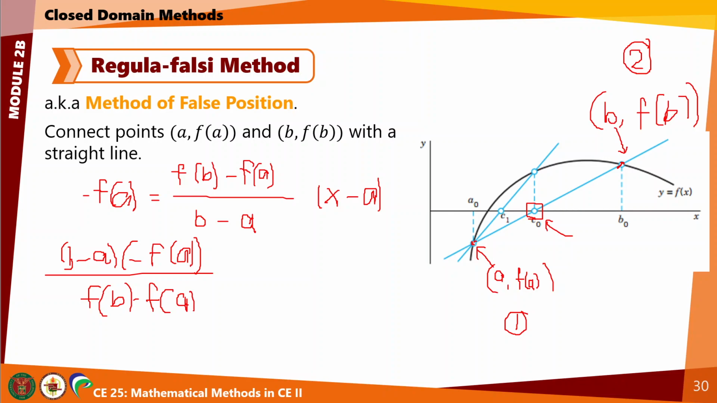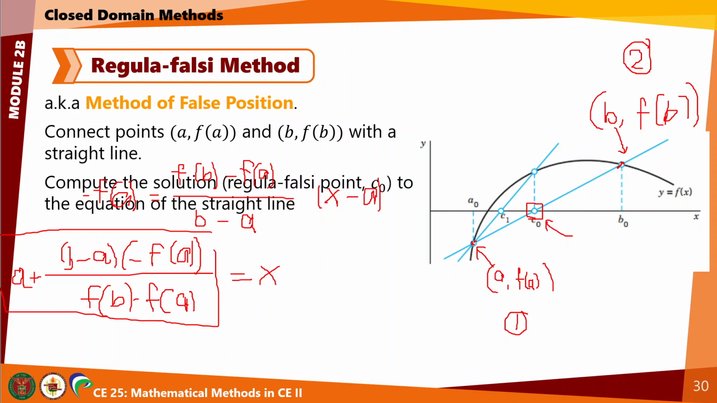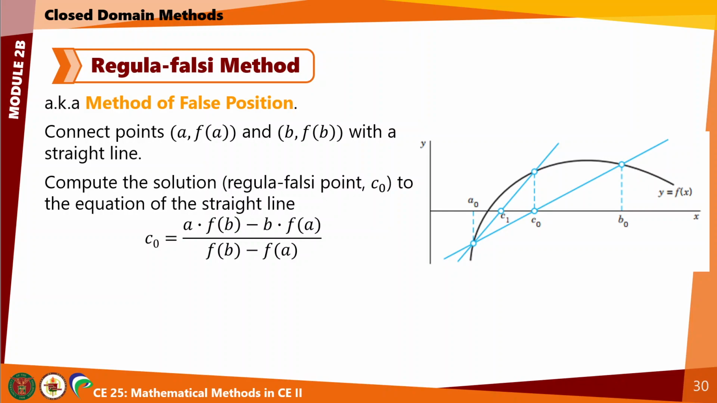Okay. So, sa kabilang side, x minus a na lang natira. So, pwede natin ilipat yung negative a, magiging plus a dito. So, a plus b minus a times negative f of a equals x. So, yan na yung x natin. And then, simplify lang natin into one fraction. Makukuha mo is this expression. Okay? Again, yung x na yan is si c sub 0. So, palitan ko lang dito yung x ng c sub 0.